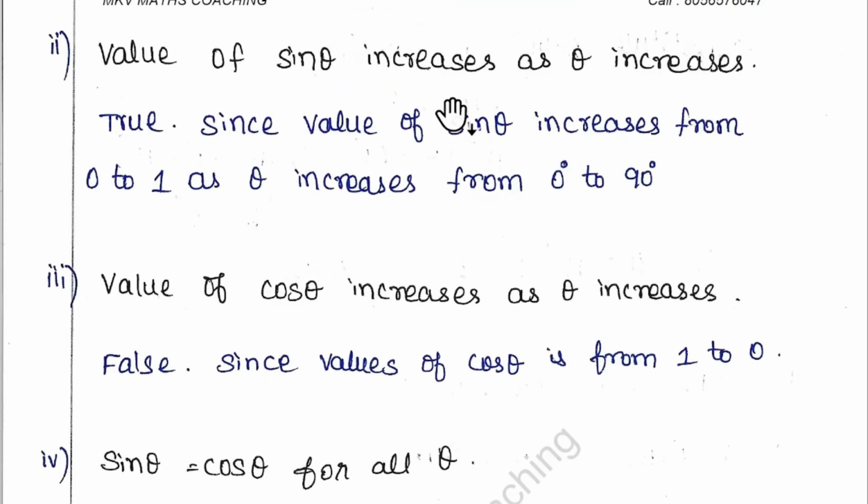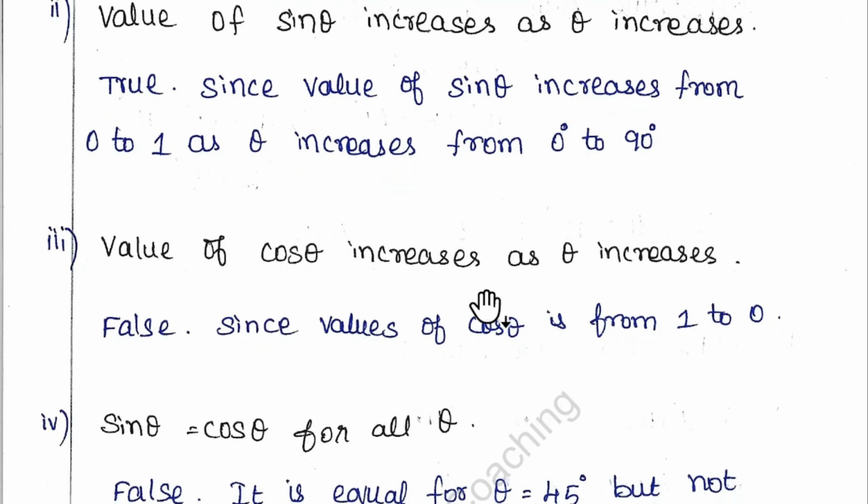Second one, the value of sin theta increases as theta increases. Check out the table; keep the table in your hand. Do the sin theta values increase or decrease? Sin theta values are 0, 1 by 2, 1 by root 2, root 3 by 2, 1. It starts from 0 and ends with 1, so it increases from 0 to 1 as theta increases from 0 to 90 degree. So this is true.